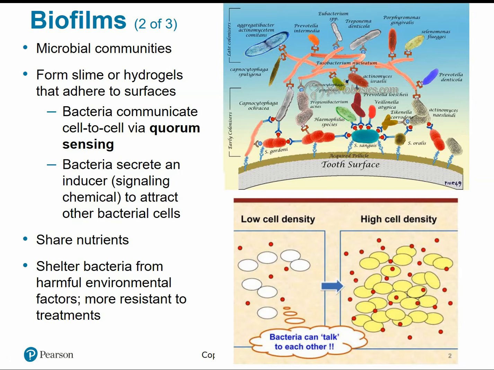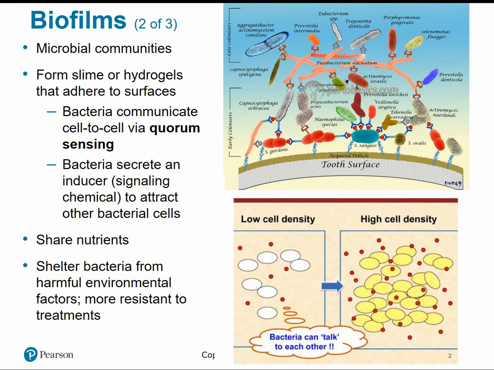Once the cells reach high enough density, so there's enough cells in the population, they can start to communicate via quorum sensing. In quorum sensing, essentially the bacteria can talk to each other. If you only have a few cells, there's not as many recipients for your signals or your messages to go to. If we have lots of cells in the same space, it's much more likely that your signal will get spread to more cells. So these bacteria will secrete an inducer or a signaling chemical to help attract other bacteria cells to the community. They basically put up a houses for sale sign.